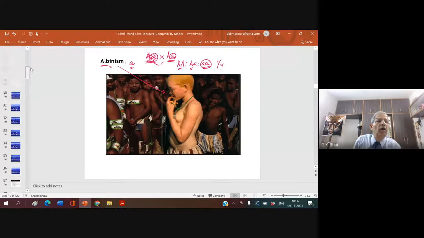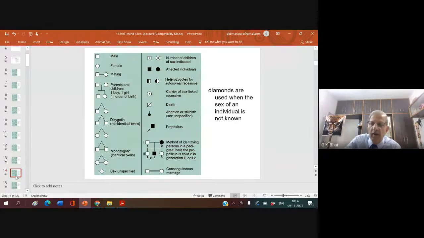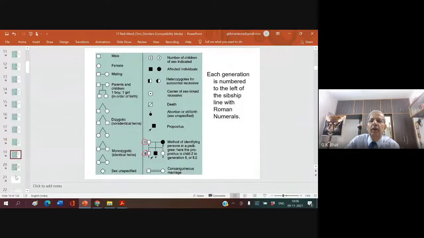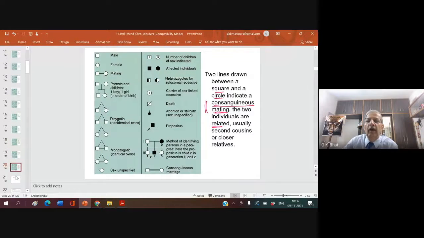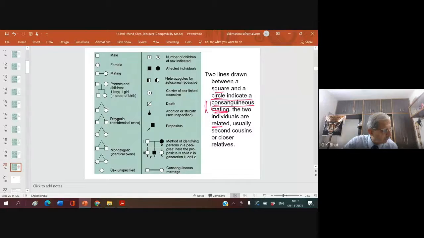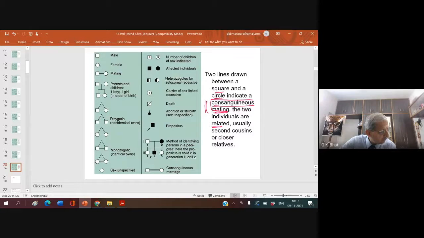Right? Now, coming back to this. So these symbols, consanguineous marriage. Have you followed? Anyone has any doubt about this consanguineous marriage and its effect? Aisha, are you there? Yes, sir. Are you following me? Yes, sir. Kanisa, yes, sir. Shall I go ahead?